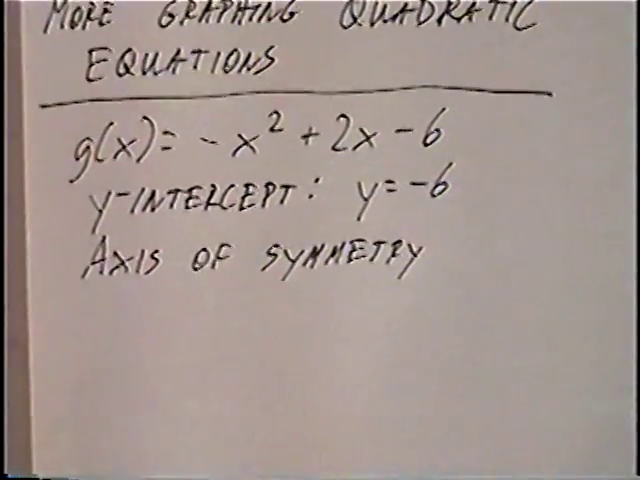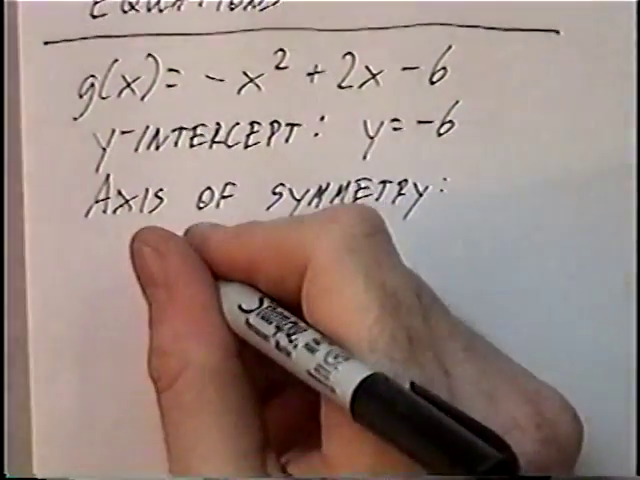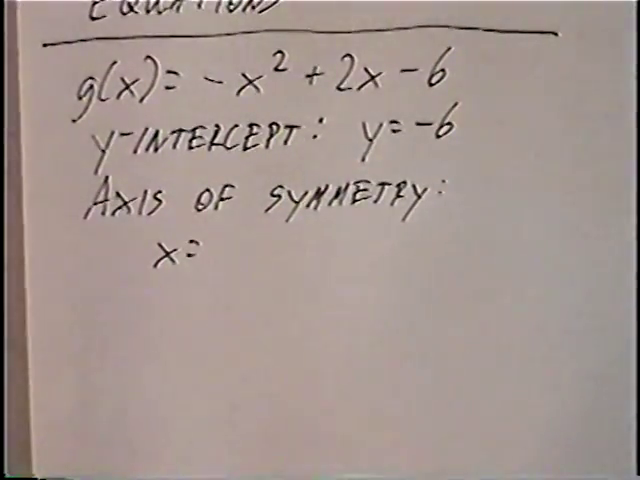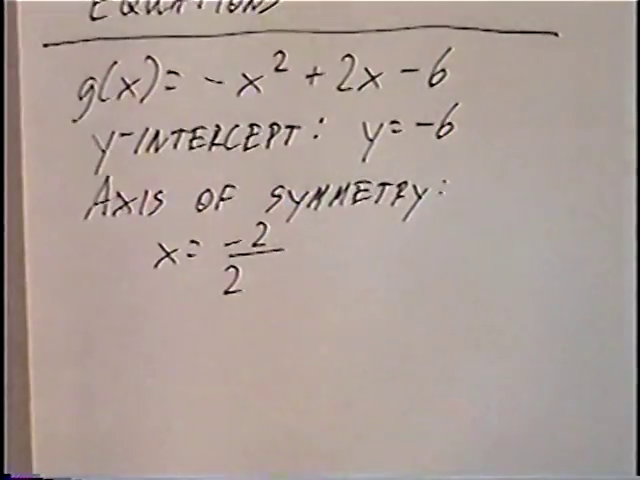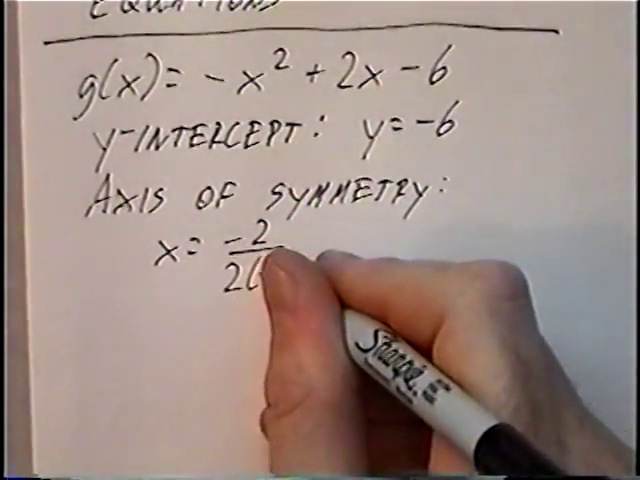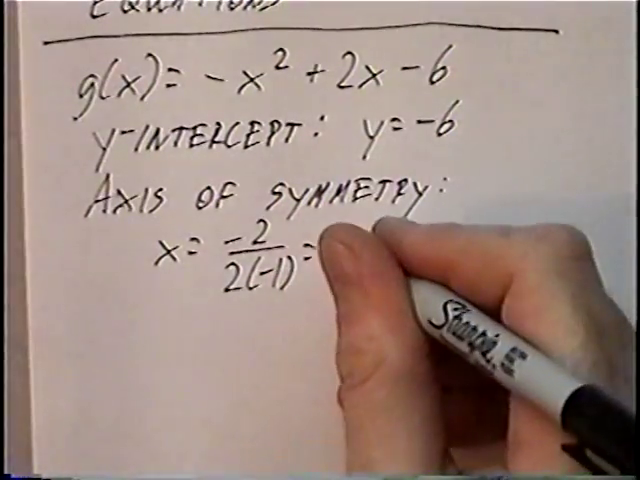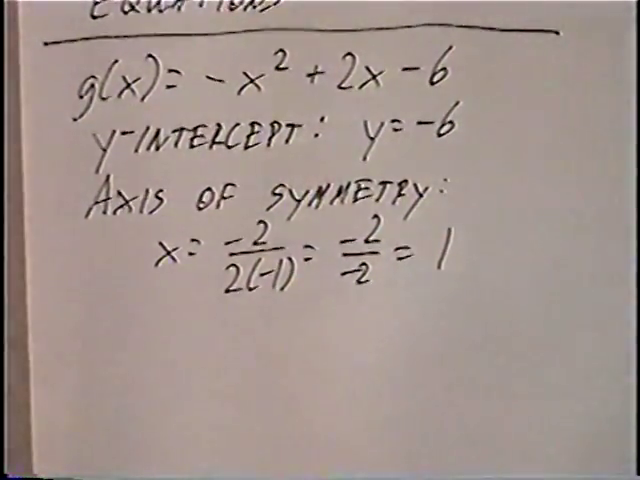The axis of symmetry again is negative b over 2a. X equals negative b, so negative b would be negative 2, over 2 times a. A in this case would be negative 1. So we'll have negative 2 over negative 2, which would equal positive 1.